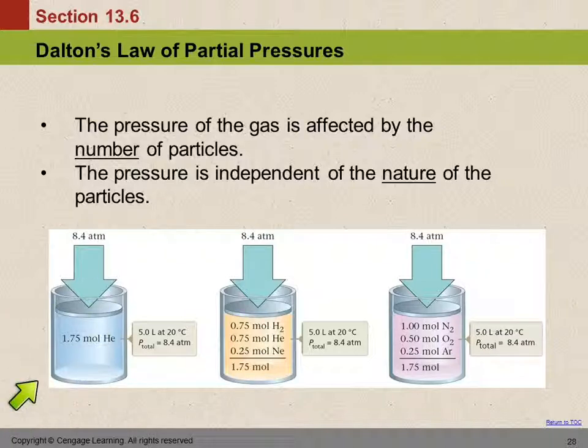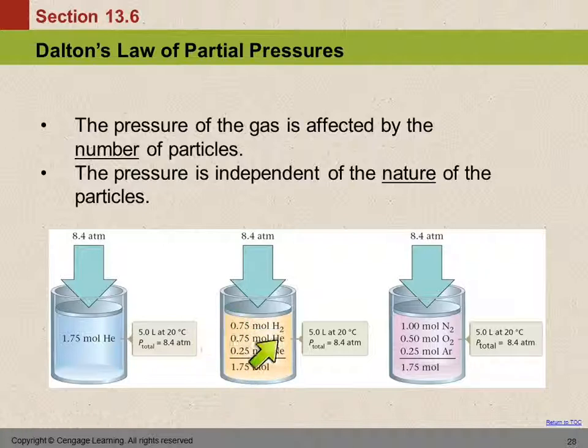So here we have an example. This container has 8.4 atmospheres of pressure. It contains 1.75 moles of helium. And here we've got the volume and the temperature. In these other two containers, we have the same pressure, we have the same volume, we have the same number of moles. So PV equals nRT.